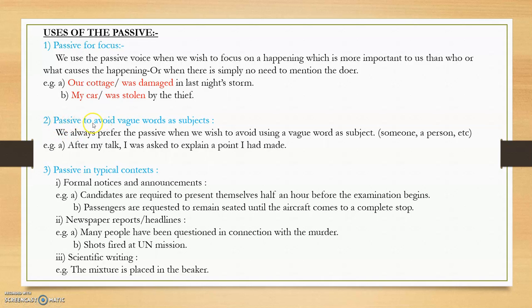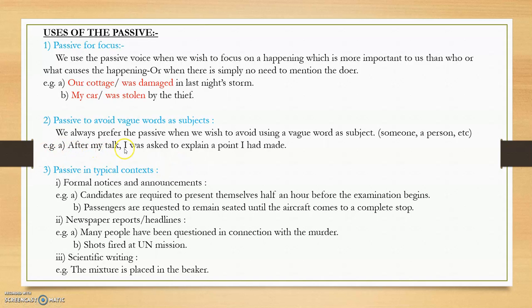Second is passive to avoid vague words as subjects. We always prefer the passive when we wish to avoid using a vague word as subject, like "someone" or "a person," etc. Now suppose you have to write a sentence and you have to use the word "someone" or "a person." Now that is very vague, okay, very uncertain and very indefinite. Therefore, we avoid using these words. So how do we write it then?